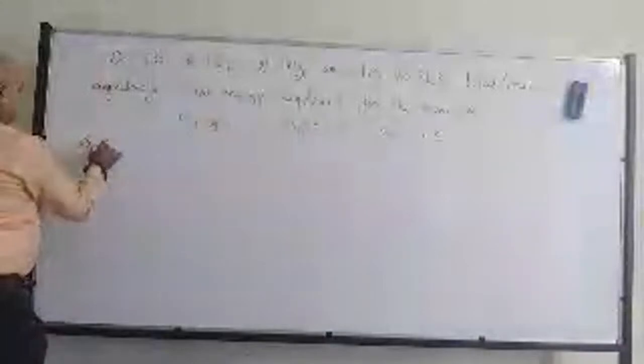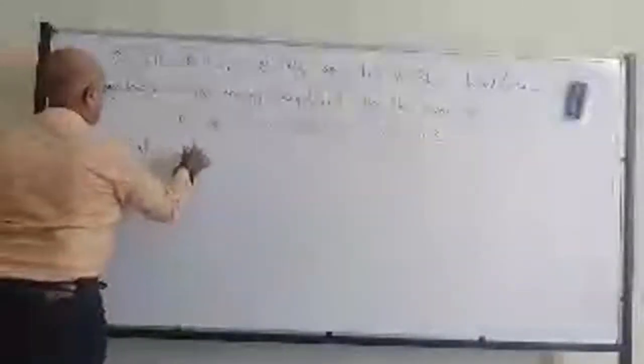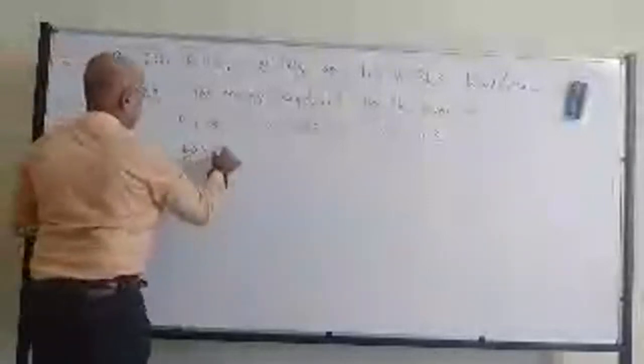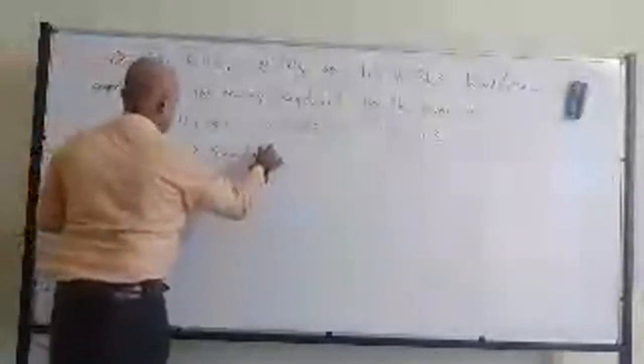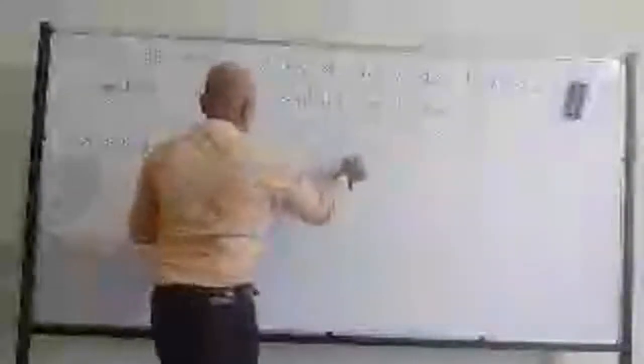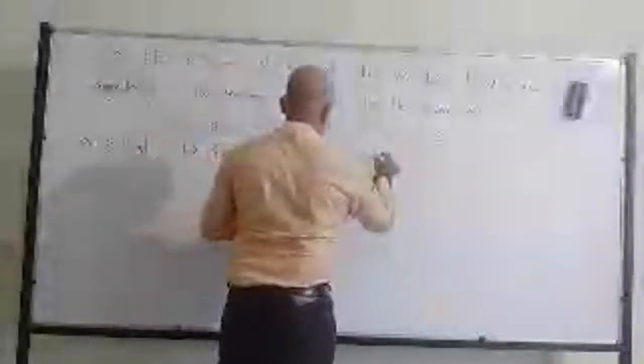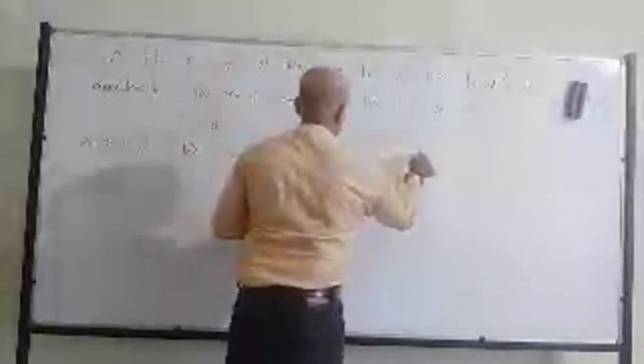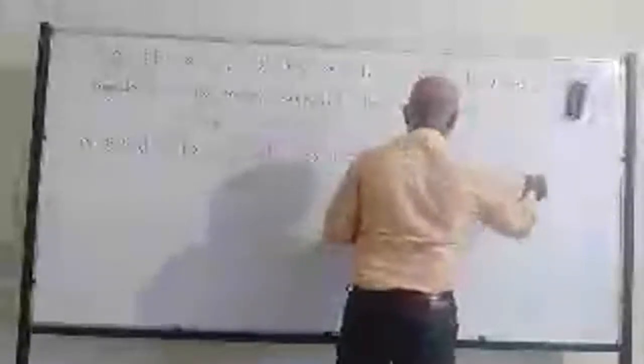option A, 170 kilocalories. Option B, 526 kilocalories. Option C, minus 170 kilocalories. And option D, minus 525 kilocalories. Can anyone of you tell me what should be the answer?